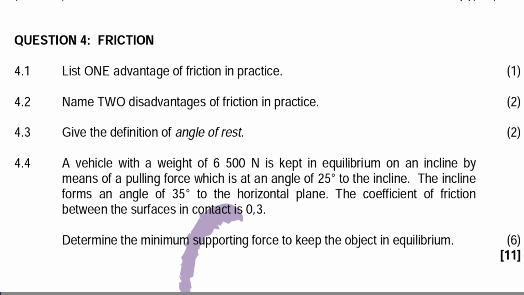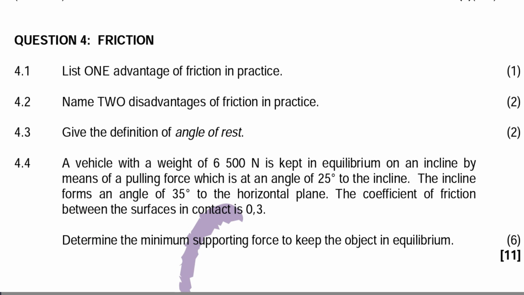We have a few of them that we can mention, but they only want one, so I'm going to mention maybe three. The first one: it enables us to walk. The second one: it allows power transfer using belt drive or clutches. There are many advantages of friction. I'm sure if you have a textbook, they are in your textbook. They have listed the disadvantages and the advantages. It's only a matter of remembering one.